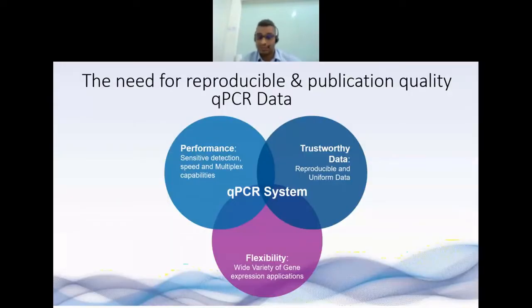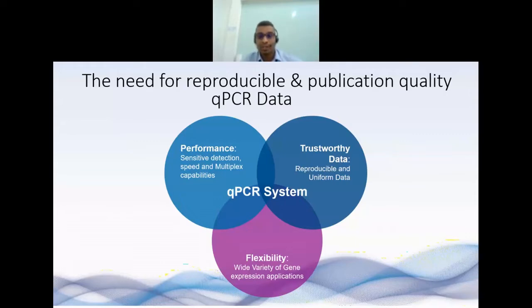Essentially, it boils down to this. Your qPCR system needs to be of high performance. It needs to be sensitive. You want to be able to detect targets that are low in quantity. If you don't, you will get false negative samples. And in terms of performance, you also want a qPCR system that is fast. Because remember, the longer you incubate your samples and your targets in your qPCR system, the more degradation that you have to deal with. Okay, so that's performance.